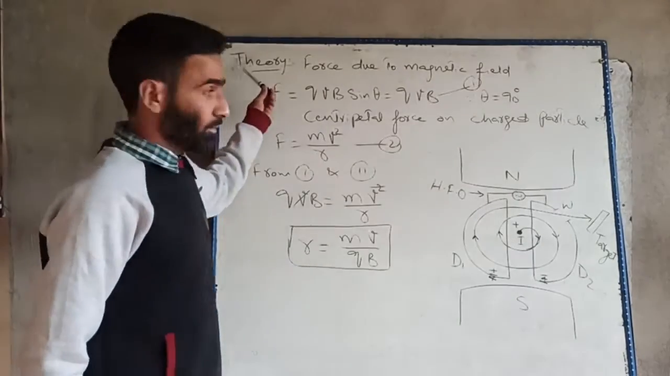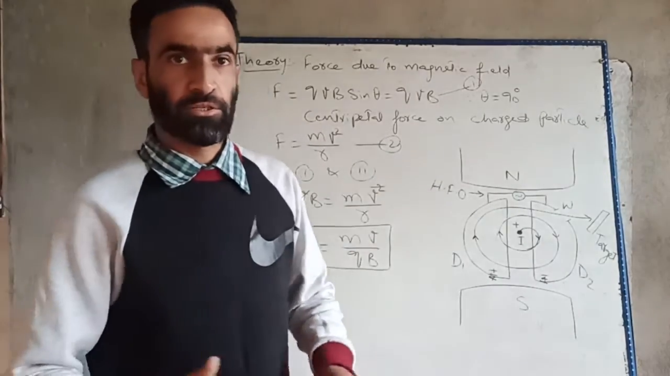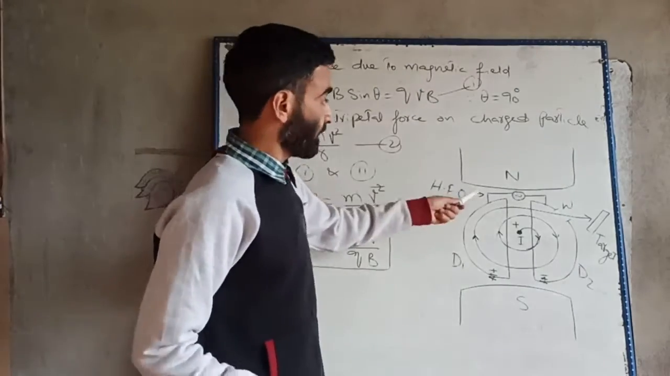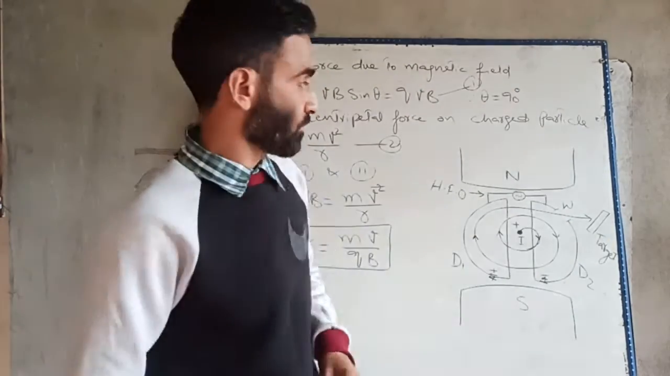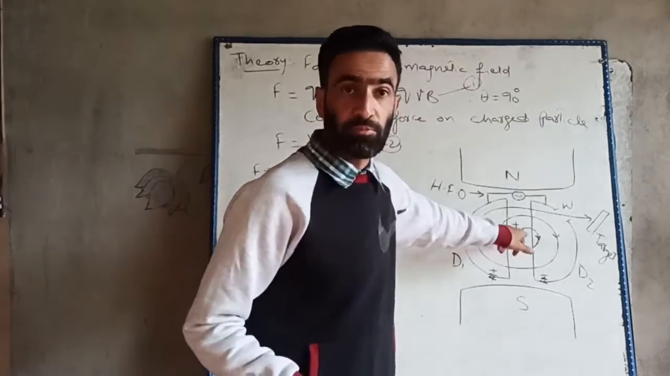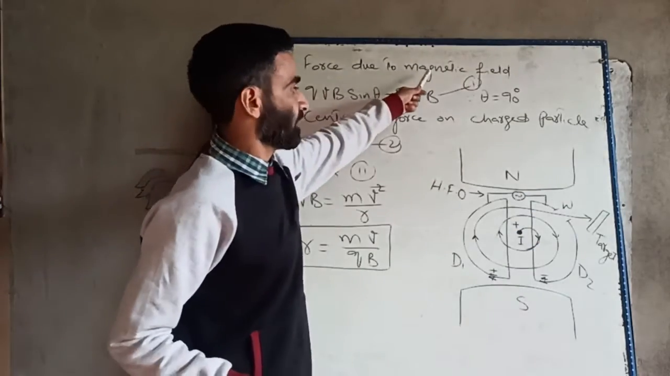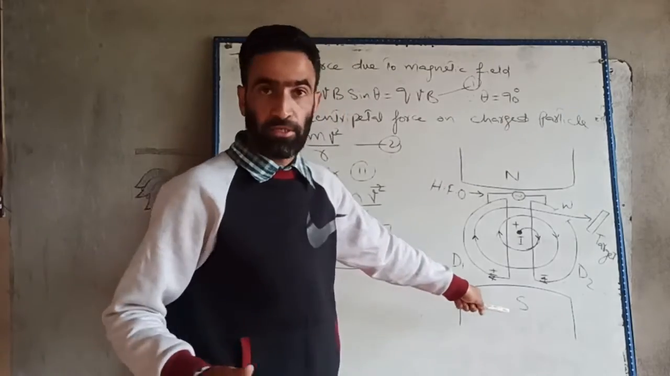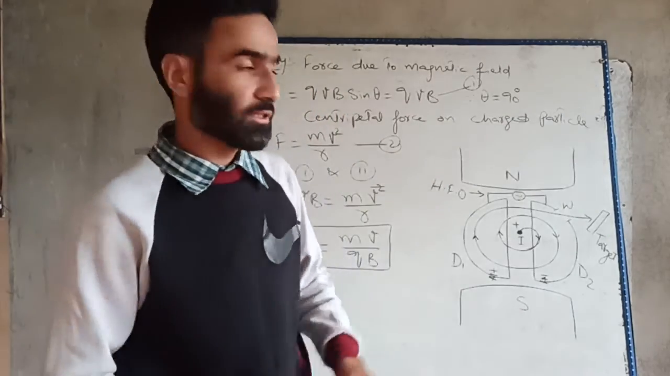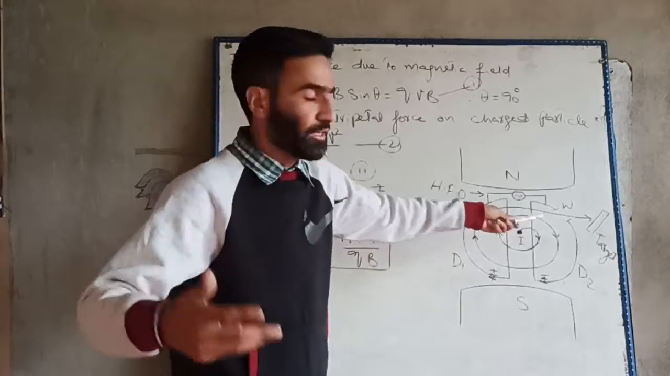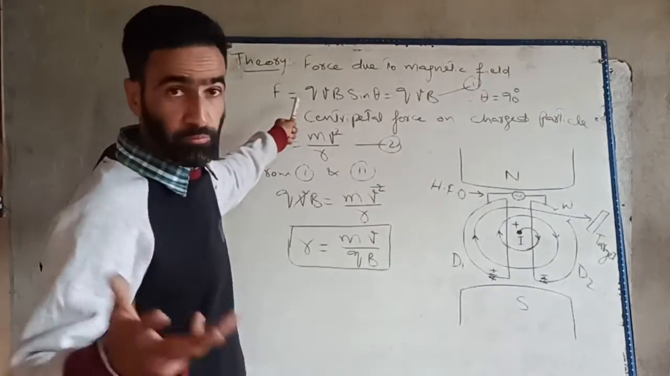Now this is the theory of this whole activity. First, we understood that there are two sorts of forces. The first force on the charged particle is due to the magnetic field. Because we have applied north and south magnetic poles, this will provide the force on the charged particle which is accelerating. That force we know is the force due to the magnetic field.